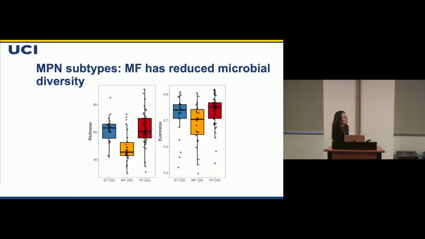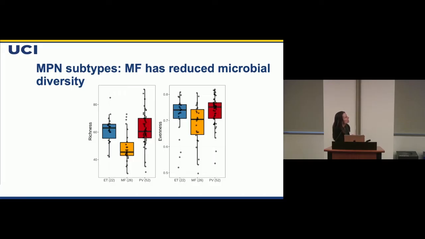But another interesting feature that we were able to parse out: because this diet intervention had PV, ET, and myelofibrosis patients, we were able to detect some differences comparing myelofibrosis versus the PV and the ET patients.